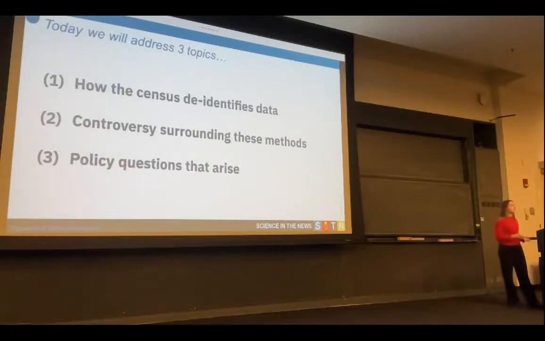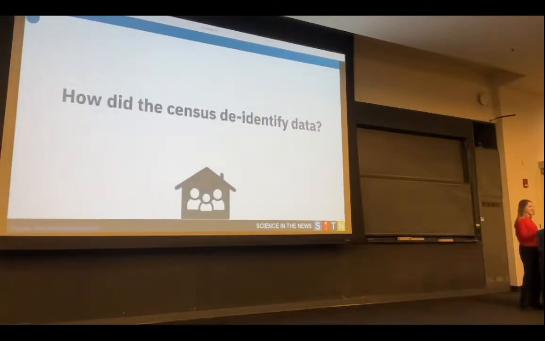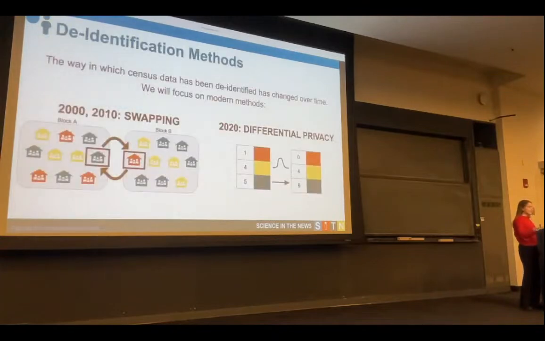And today we're going to be addressing these three topics surrounding the census's pursuit of de-identified data. Now that we have all that background information out of the way, we can get started with the first one, which is how the census de-identifies data. So the census has been de-identifying data for decades, and they've used numerous different methods along the way. Today we're going to focus on the two most modern ones: swapping, which was used in 2000 and 2010, and then differential privacy, which was used in 2020.